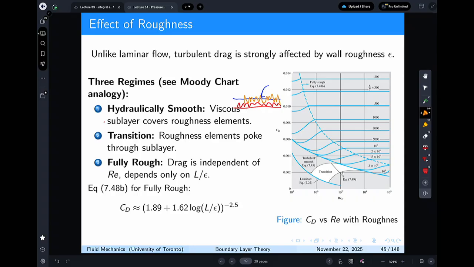And then finally, you have fully rough, and drag is only dependent on Reynolds number and depends on the roughness factor L over epsilon. And so you have this relationship, 1.89 plus 1.62 log of L over epsilon to the minus 2.5.